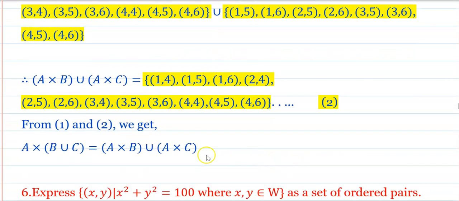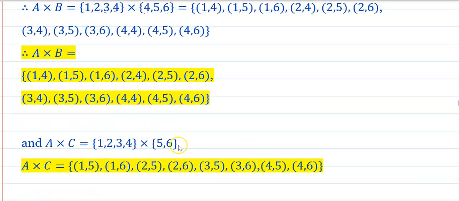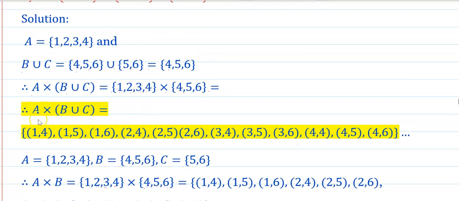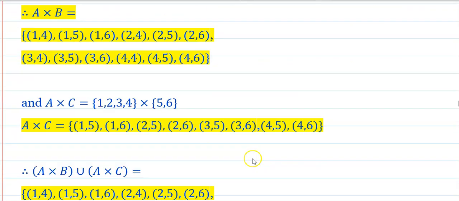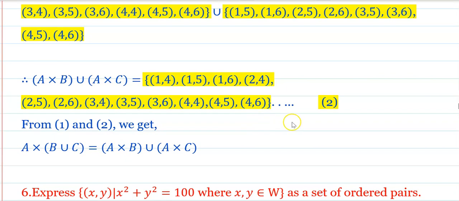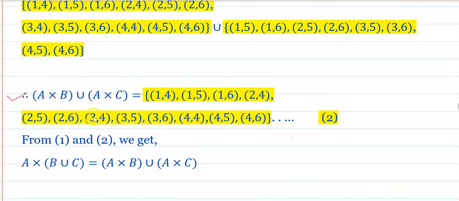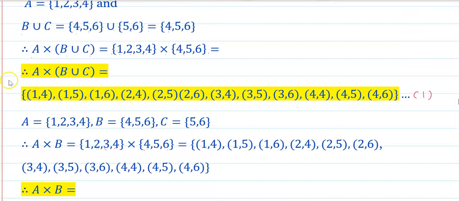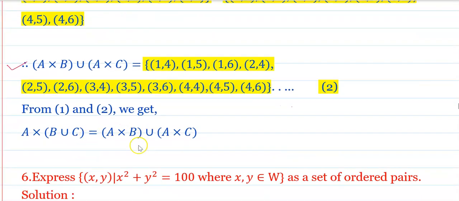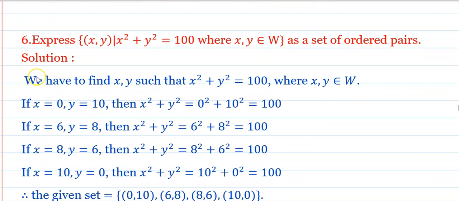Okay, and therefore from 1 and 2, if we observe here, that is A cross in bracket B union C, this is the number 1. Okay, and the last is number 2. And these two are equal. You can verify this. This is the first one, second, and this is the first and second. These are equal.